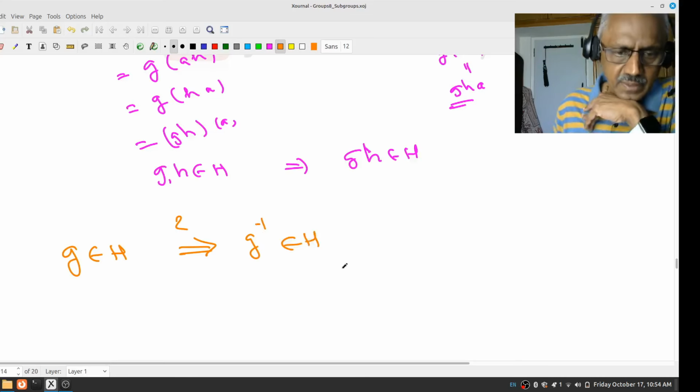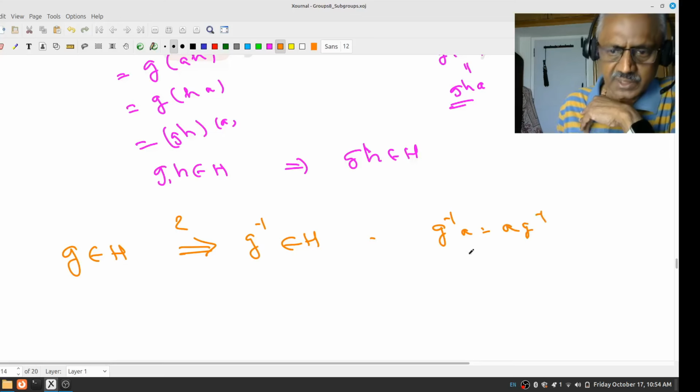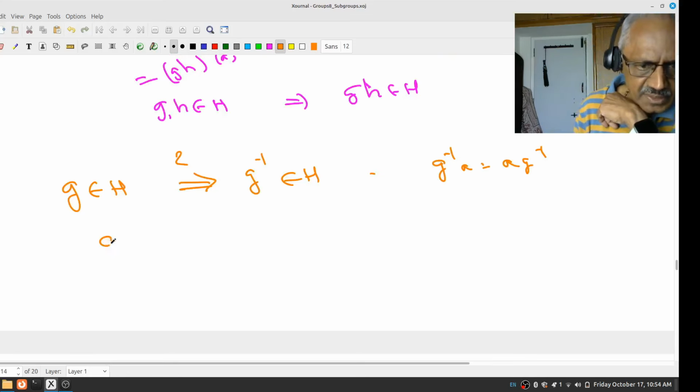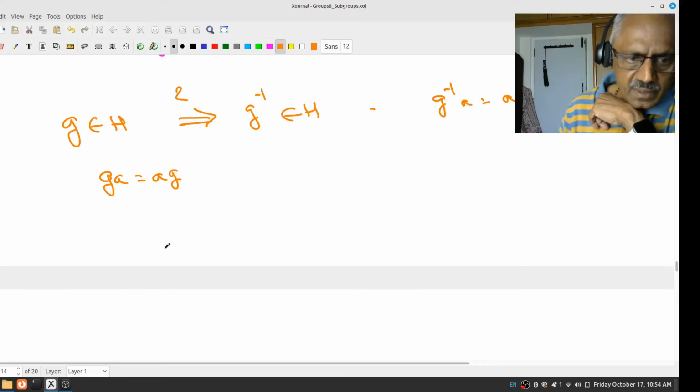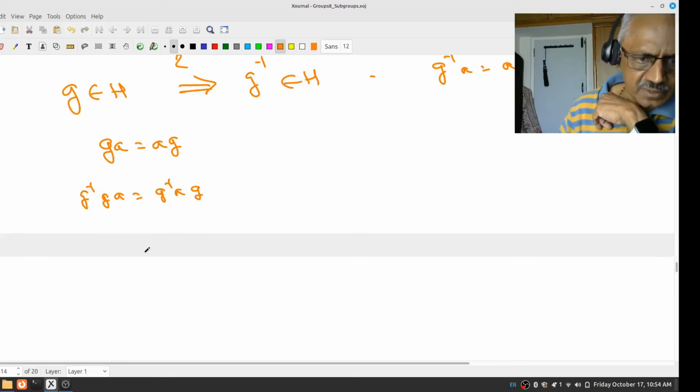Okay. When does it happen? This happens if and only if g inverse a is equal to a g inverse. That is, g inverse commutes with a. Let us start with this. Since g belongs to H, that means ga equals ag. So I multiply this by g inverse on both sides, on the left. Therefore g inverse ga equals g inverse ag.